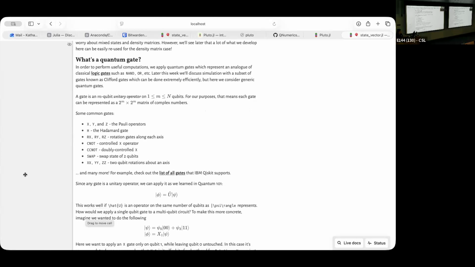And later this week, i.e. this evening, we're going to talk about simulations with a subset of gates that are called Clifford gates, which can be done extremely efficiently. So stay tuned for that when Stefan covers it later. But here we consider a generic panoply of quantum gates. So we can say that a gate is some m-qubit unitary operator that can operate on anywhere between 1 and the total number of qubits in the system. And for our purposes, that means we can represent every single gate as a matrix of complex numbers, of size 2 to the m by 2 to the m.